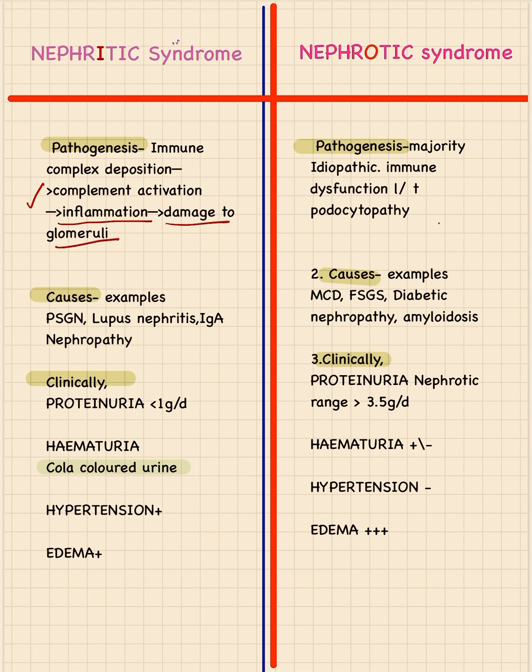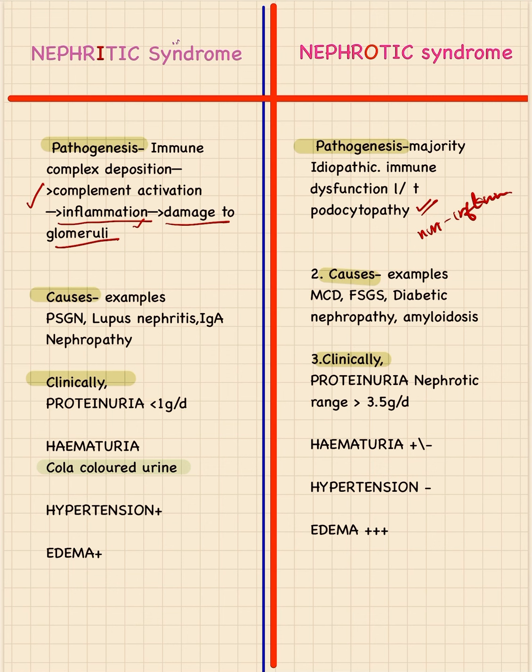The majority of causes are idiopathic, but immune dysfunction is also seen, which causes damage to the podocytes. So the important difference in the pathogenesis is that there is inflammation in nephritic syndrome, and in nephrotic it is non-inflammatory.